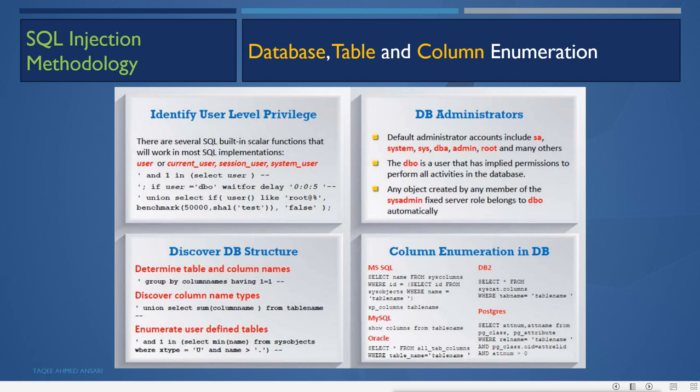For example, in the query you can see here, select user; if user is equal to DBO, wait for delay. And then union select if user function, it is using the function called user, like root. Benchmark this if false, and it is testing whether the user is an administrator or root or not. Then DB administrators: default administrator accounts include SA account, system account, sys account, DBA account, admin account, root account. These are the system default administrator accounts of SQL servers and many others.